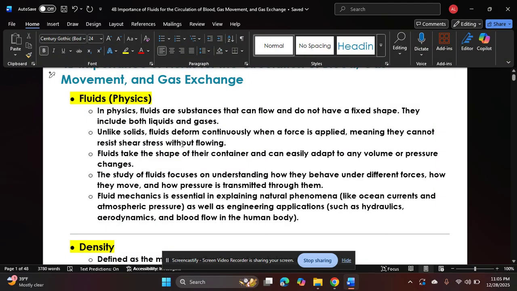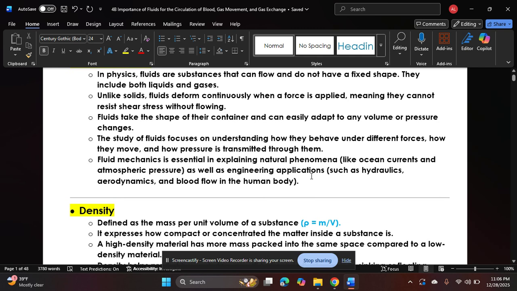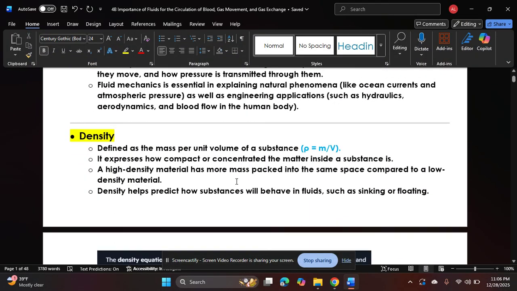Unlike solids, fluids deform continuously when a force is applied, meaning they cannot resist shear stress without flowing. Fluids take the shape of their container and can easily adapt to any volume or pressure changes. The study of fluids focuses on understanding how they behave under different forces, how they move, and how pressure is transmitted through them. Fluid mechanics is essential in explaining natural phenomena like ocean currents and atmospheric pressure, as well as engineering applications such as hydraulics, aerodynamics, and blood flow in the human body.